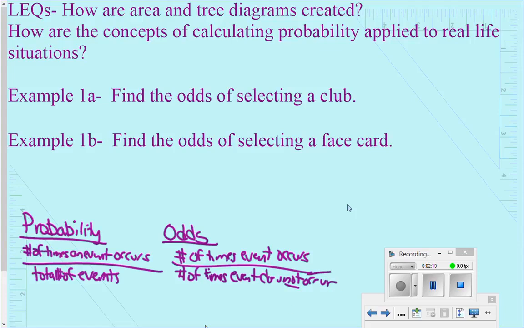Now, with probability, we know probability can equal 1 or be less than 1. It can be equal to 0 or be greater than 0. So it's a number between 0 and 1 or equal to 0 or 1. With odds, that's not the case. With odds, you have to have two numbers. So it's a comparison of two numbers.